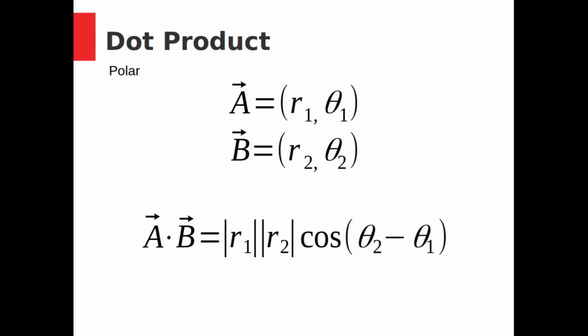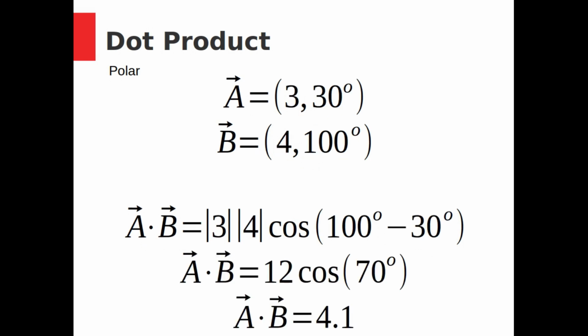In the more likely case that the two vectors are in polar, the dot product is calculated differently. We take the size of the first vector, multiply it by the size of the second vector, and then multiply that by the cosine of the angle between the two vectors. In this example, the first vector has a length of 3 and is oriented at 30 degrees. The second vector has a length of 4 and is oriented at 100 degrees. So the dot product is calculated as 3 times 4 times the cosine of the angle between them, which is 70 degrees. That works out to 4.1. So the dot product of these two vectors is 4.1.